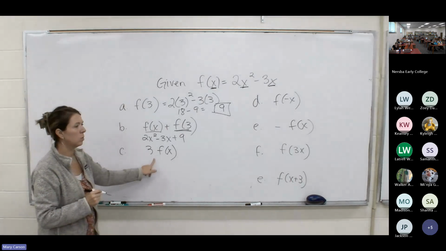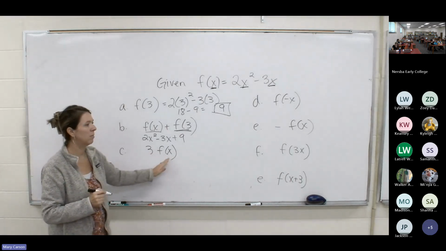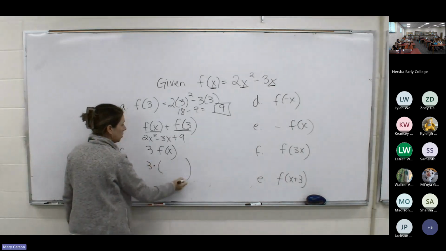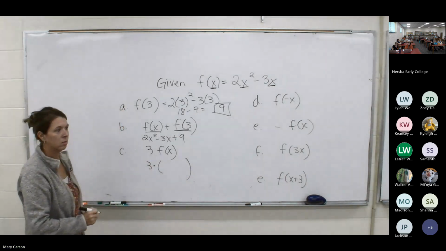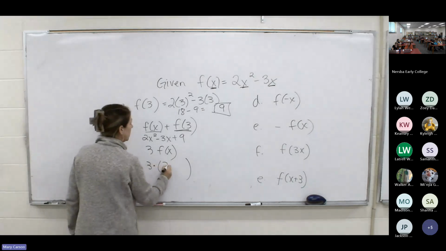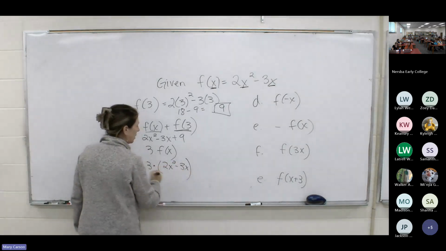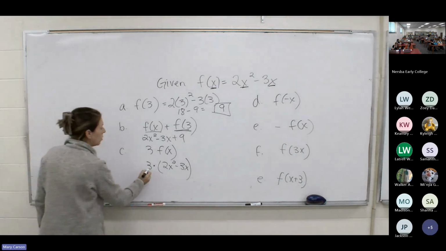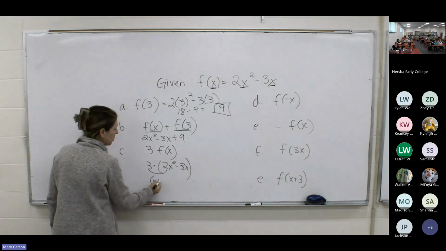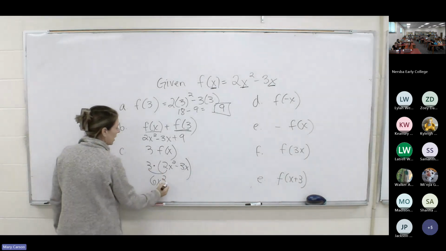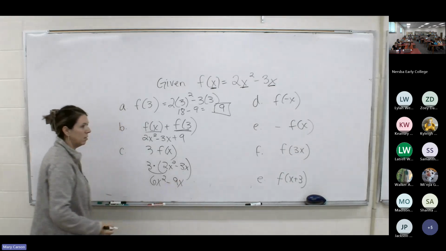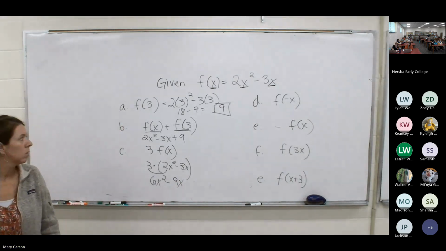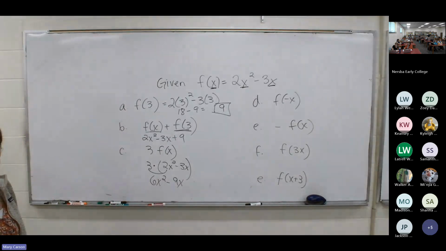All right, how would I do this one? This is saying 3 times f of x. So we would do 3 times, what is our f of x? 2x squared minus 3x. Now, do I leave it like this? No, it's not simplified. So we would do 3 times 2x squared is 6x squared. 3 times negative 3x is negative 9x. This would be your answer. Questions on this?